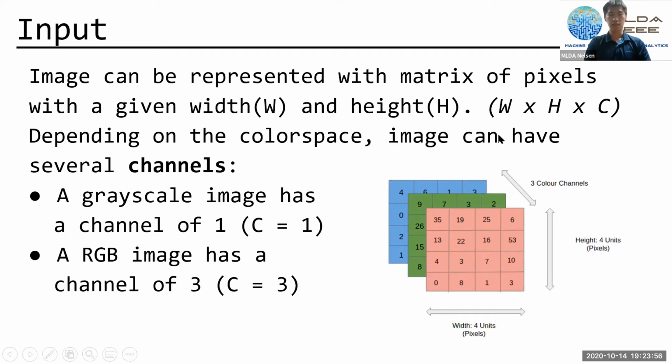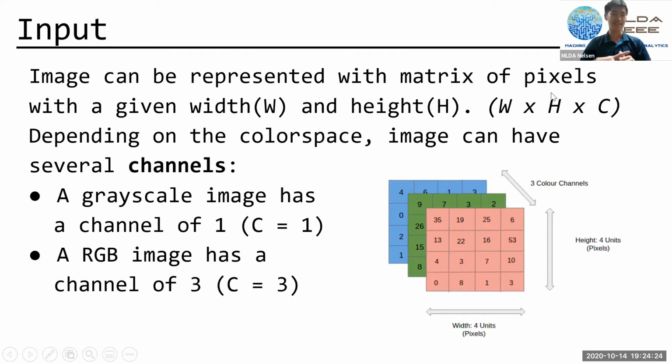So an image can have several channels, right? As I mentioned, grayscale is 1, RGB is 3. And there are more color spaces in computer vision. I think there's HSV color space and some others. But for neural networks, people usually tend to use RGB or grayscale. So that's the main thing about input.